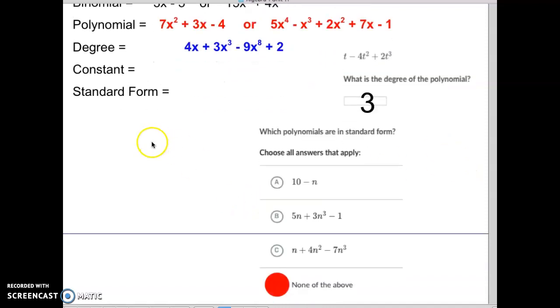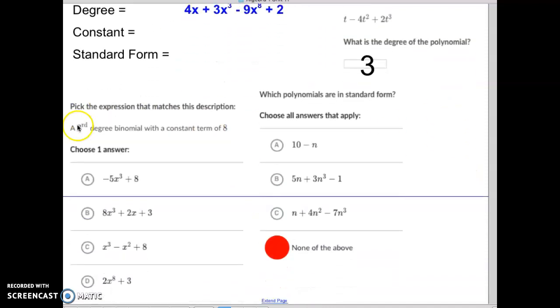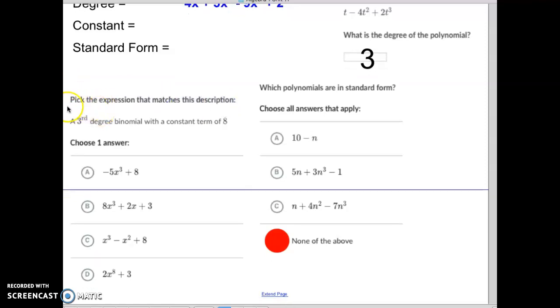All right, one last one here. Pick the expressions that match this description. Which of these is to the 3rd degree, is a binomial, and has a constant of 8? So first of all, binomial, 2 terms. So it could be this one, and it could be this one. These two here are trinomials, so these two are not a possibility. We need it to be to the 3rd degree, so it's got to be to the 3rd power.